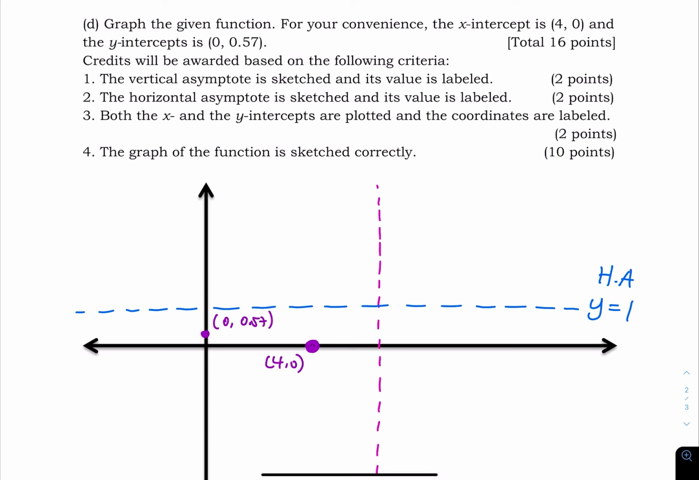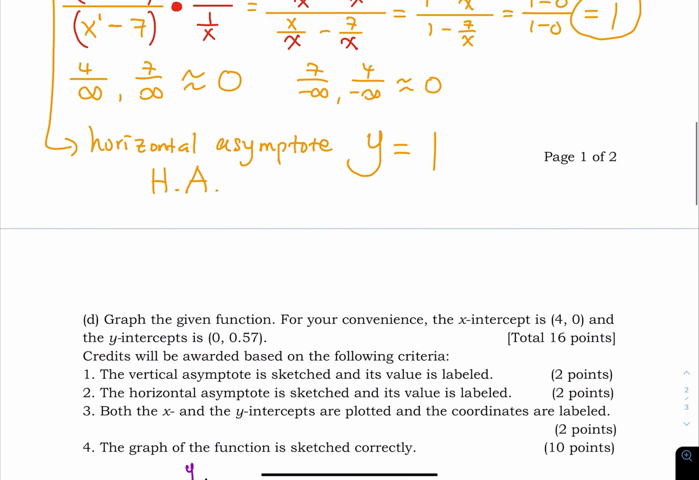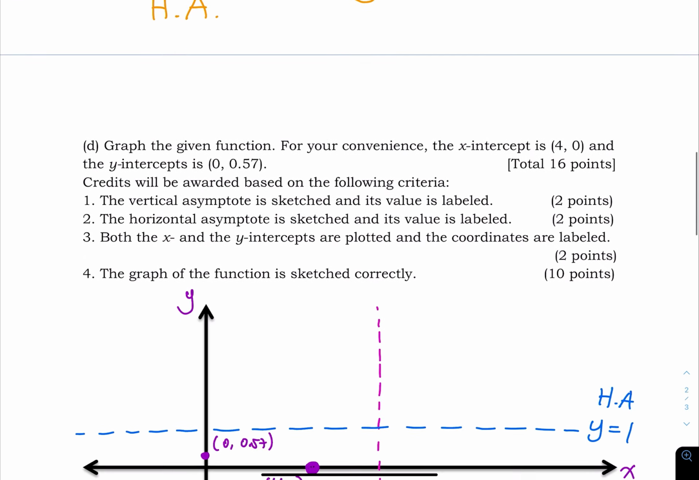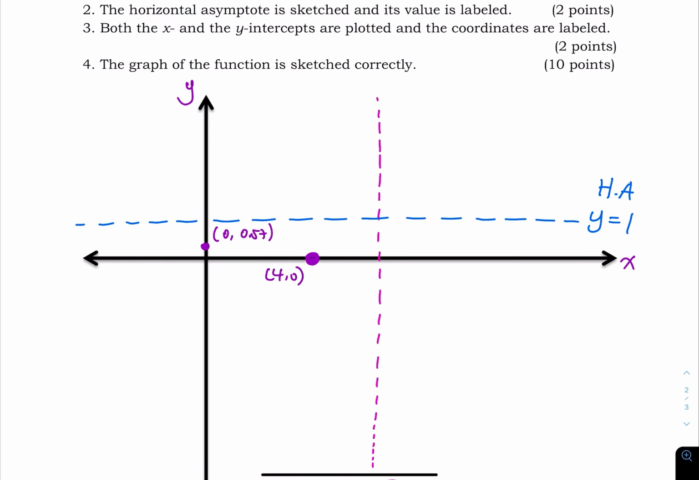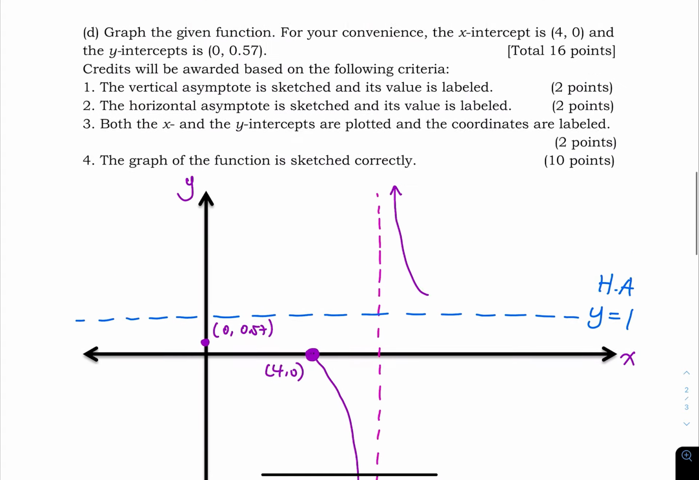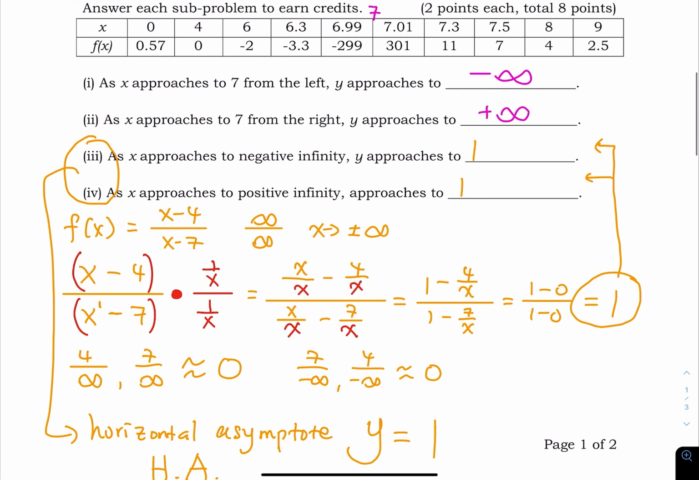So that is my y-axis, that is my x-axis. So as x approaches 7, not infinity, from the left, y goes to negative infinity. From the right is positive infinity. So that means as x approaches 7 from the left, y goes all the way down. On the right hand side, y goes all the way up. And then I also said that as x approaches positive infinity, y approaches 1, and as x approaches negative infinity, y also approaches 1.